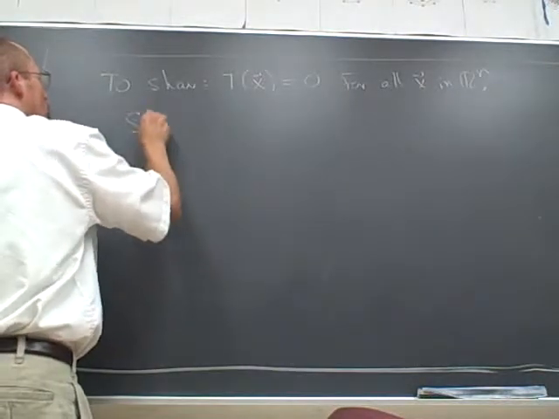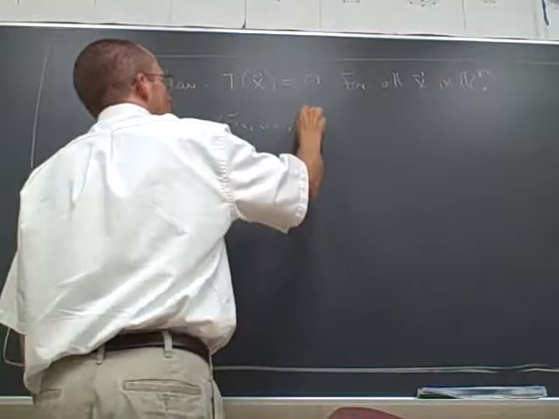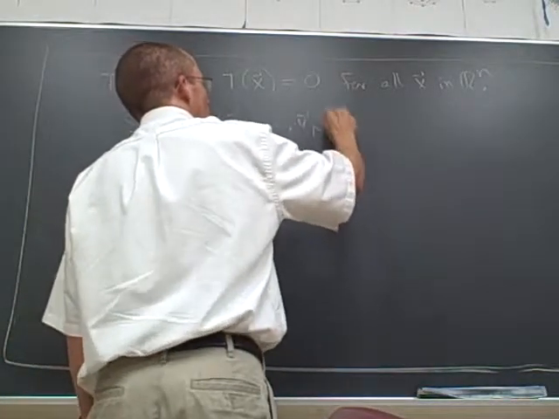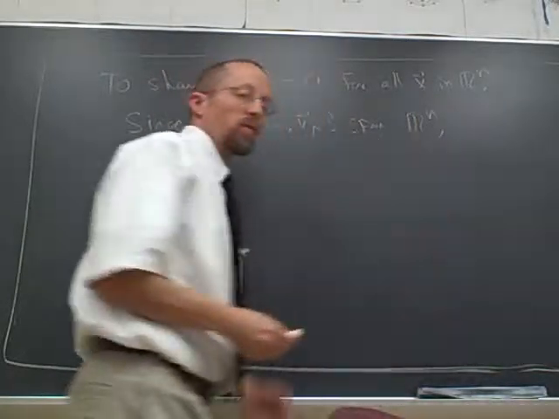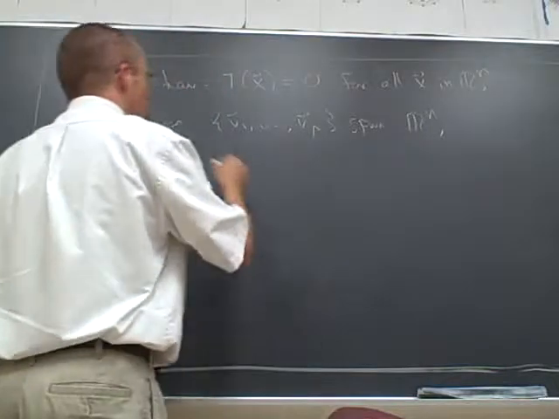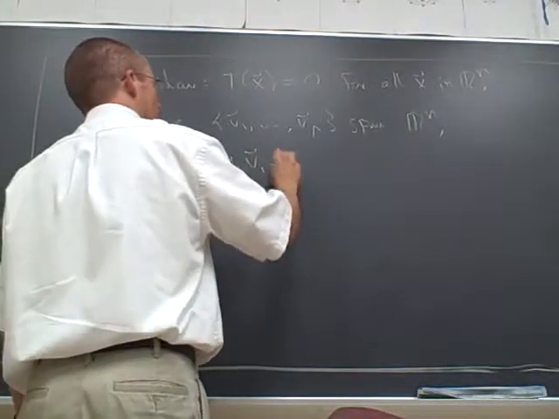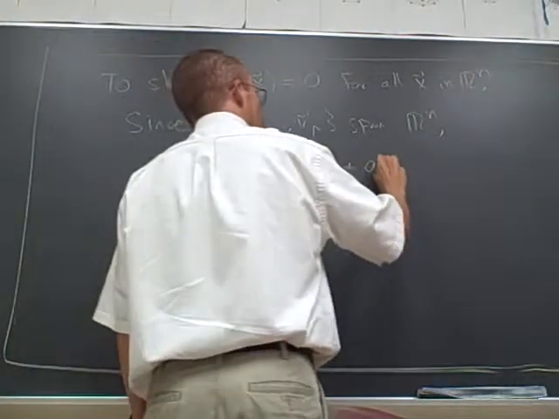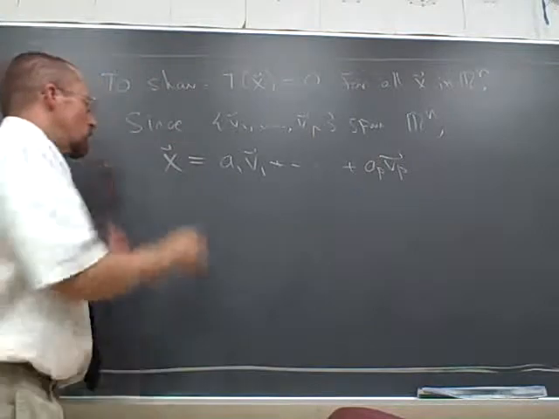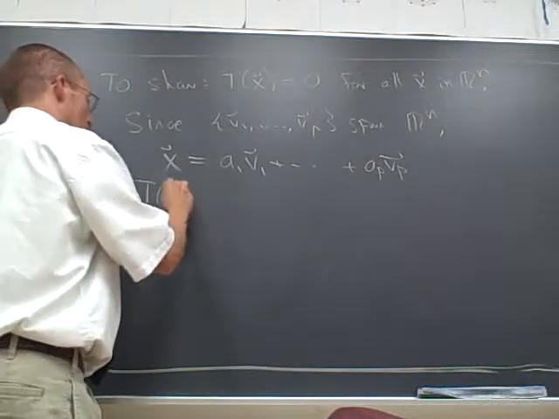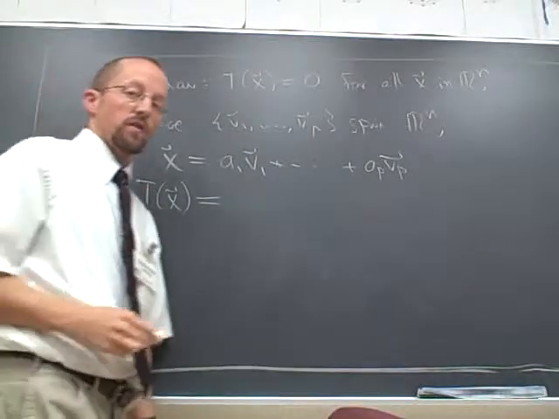And I know, since v1 through vp span Rn, we need to make precise the idea that every vector is made out of them. Well, we write an equation. We turn that into algebra. And then we do what we always do with equations, we do the same thing to both sides. We want to prove that T of x is equal to 0.